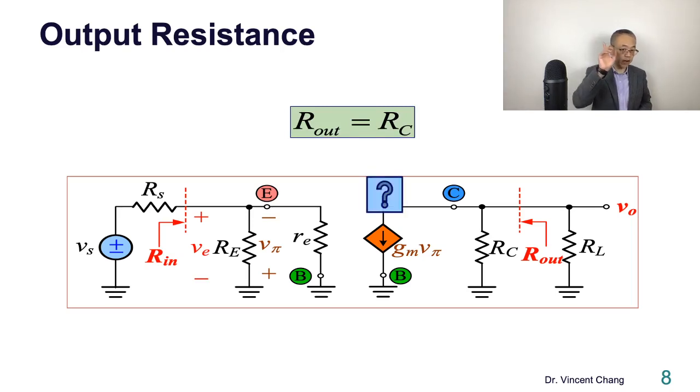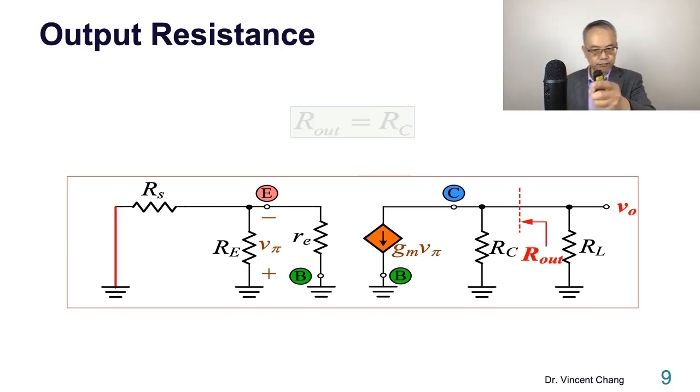If you cannot answer this question, how are you going to handle gm V pi? Then we need to do it step by step. Make sure you have a strong foundation, okay? The first step, set Vs to 0, to take out the signal source. Short circuit the external signal source. First step. And then, what's next?